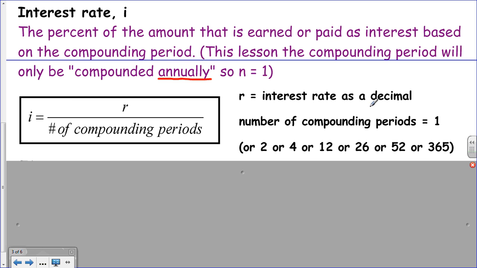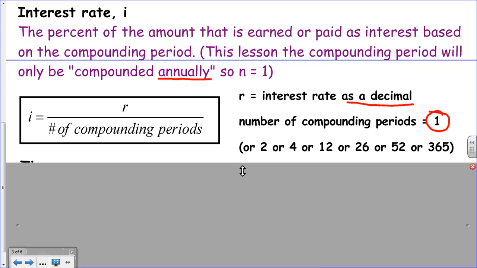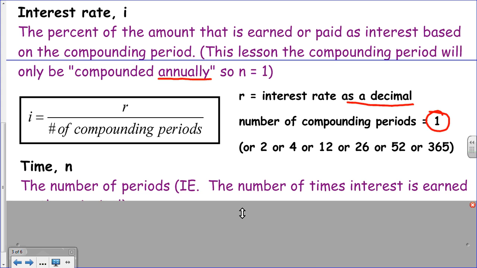You convert it to a decimal, and then you take that rate and divide it by the number of compounding periods. As I said, for today, our n, or number of compounding periods, is just going to be 1. But next lesson, we're going to see how the amounts and the equation are affected if compounding periods change to 2, 4, 12, 26, 52, or 365. And of course, what to look for in the question that will tell you to use those numbers.